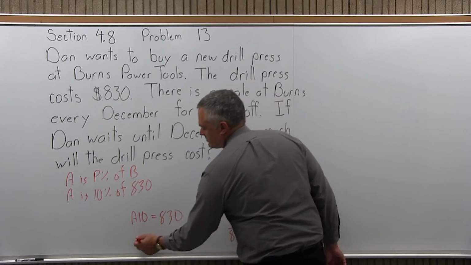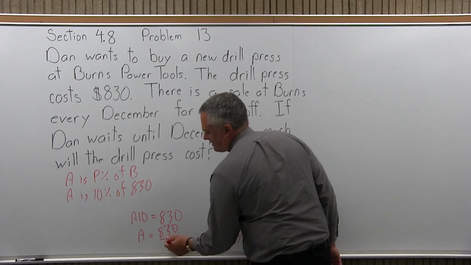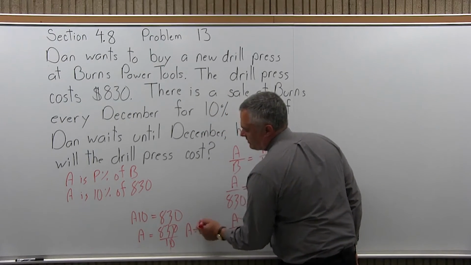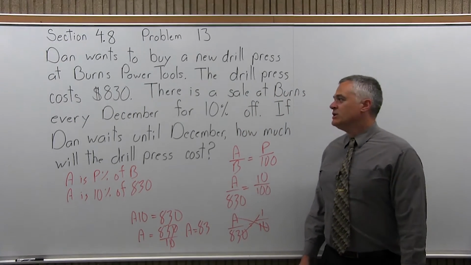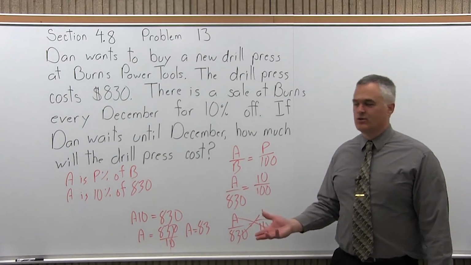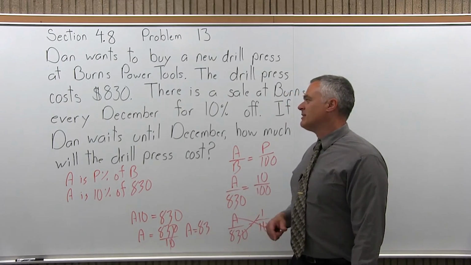And now, to solve for A, I have 830 over 10. Easy division, just cancel the 0 on the end. So the amount of discount on the tool is $83. So again, that's not what the question asks. The question doesn't ask what's the discount on the tool. It says how much will it cost if Dan waits until December?